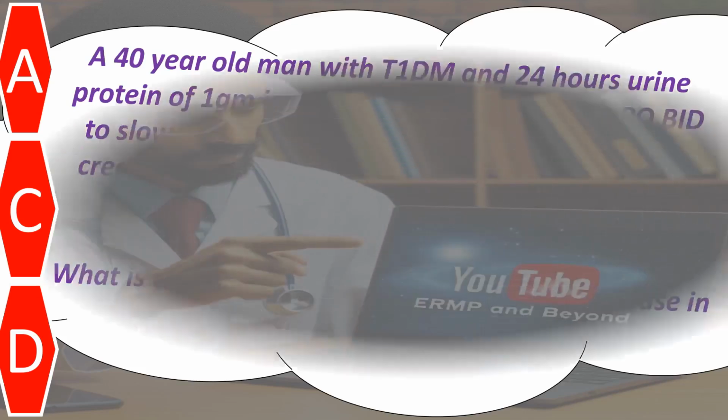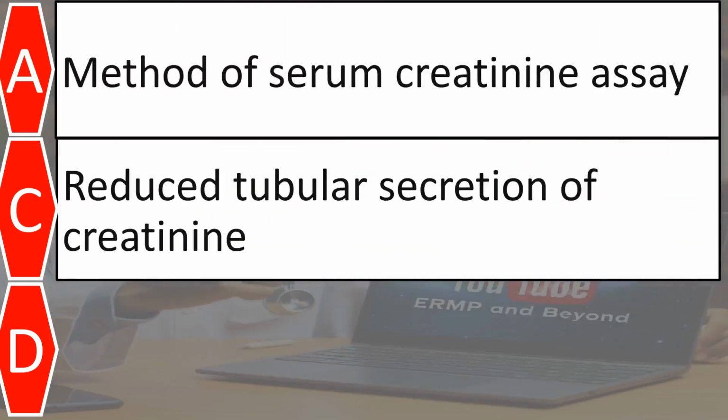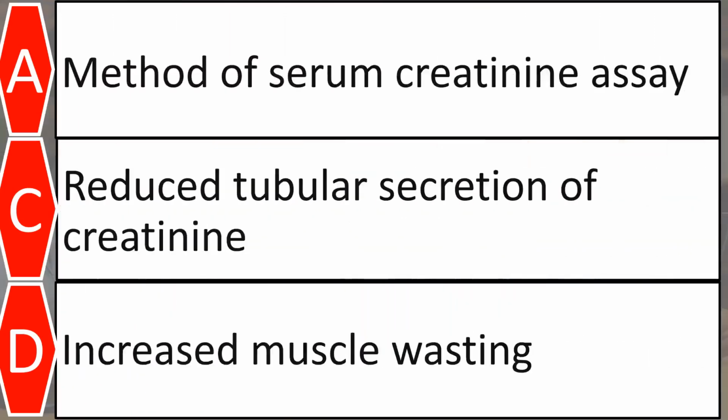Let's look at why the other options are less likely. Option A, method of serum creatinine assay. While it's true that different labs might have slightly different ways of measuring creatinine, these variations are usually small. They wouldn't typically explain a noticeable jump in creatinine levels like this.